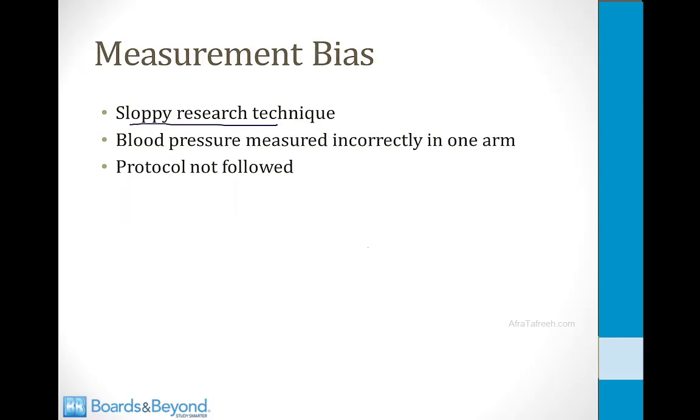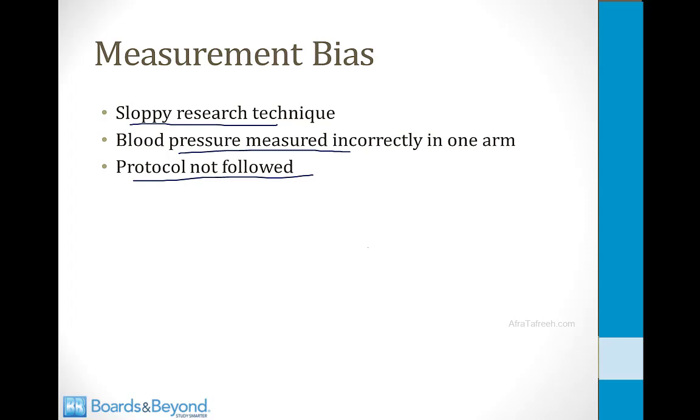Measurement bias is just sloppy research technique. So for example, if blood pressure weren't measured correctly in both arms, or if the protocol weren't followed, and this is a big problem, especially if it's unequal between arms. So if one group of patients has the protocol followed but the other group doesn't, then this could introduce a significant amount of measurement bias.